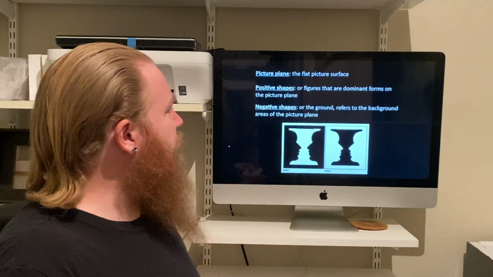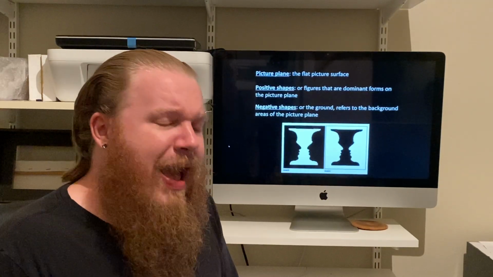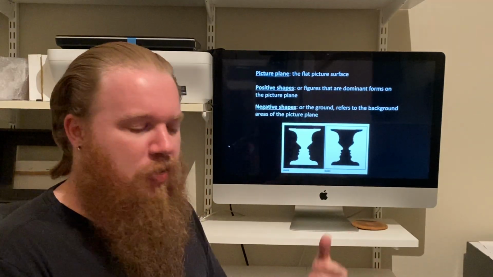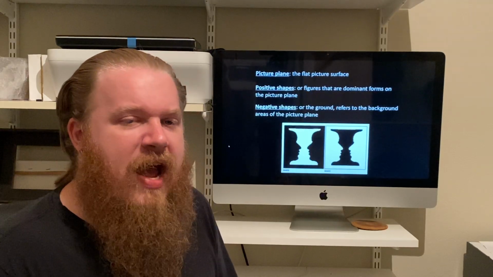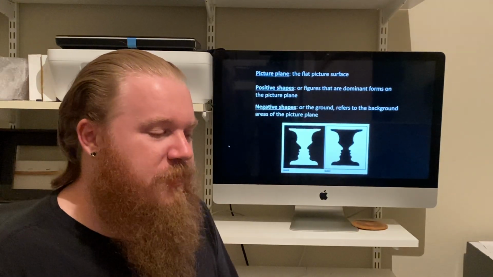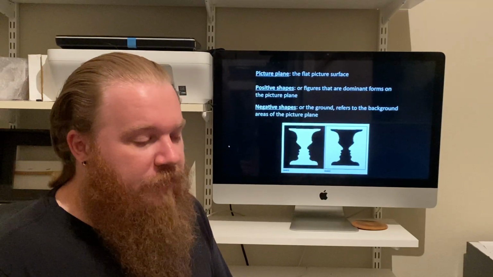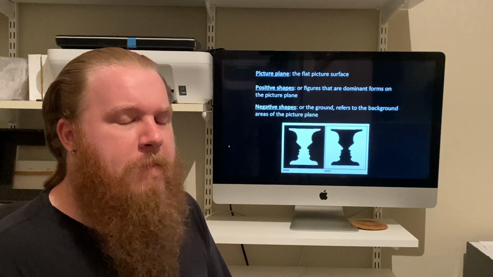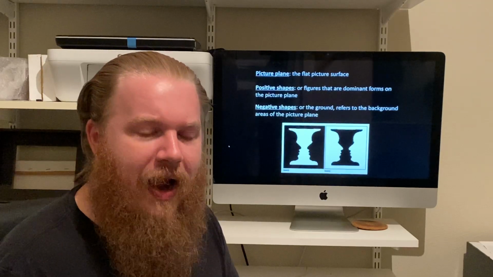Now, aside from that, we also have what we call the picture plane, and that is the flat picture surface itself. So our piece of paper, our canvas, our panel, whatever, what have you. But within the picture plane, we usually have two forms of shapes, and these would be positive and negative shapes. Now, the positive shapes or figures are the dominant forms on the picture plane. So this is usually whatever the main focus of the artwork is, anything that might be in the foreground.